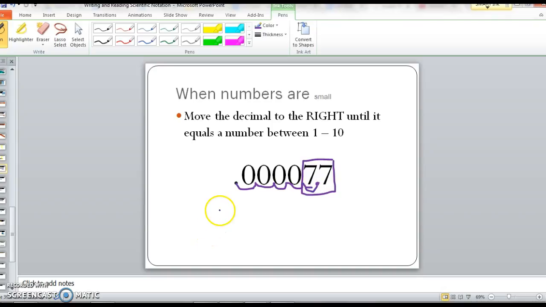So to write this number in scientific notation, we're going to write 7.7 times 10 to the 5th power. But because it's a very small number, a number that's less than 1, we use negative 5. So you want to count the digits: 1, 2, 3, 4, 5. If we were to take 7.7 and multiply it by 10 to the negative 5th power, it would equal this number here.